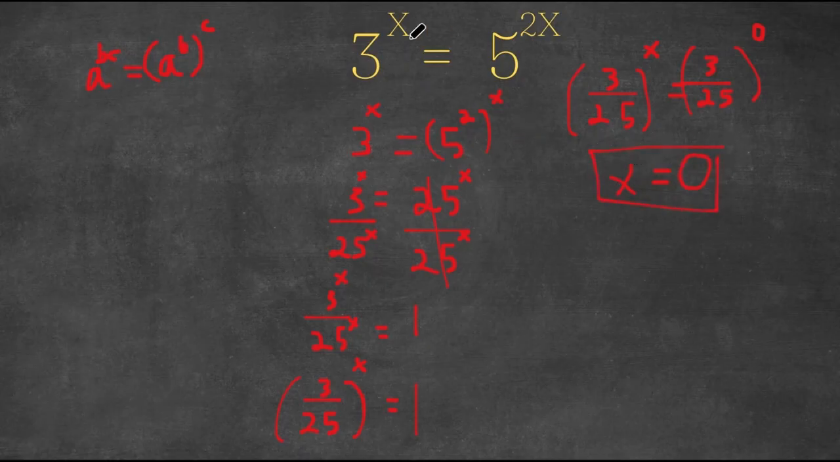Now, why don't we plug this in and check? We have 3 to the power of 0 equals 5 to the power of 2 times 0. 3 to the power of 0 is 1, and this equals 5 to the power of 2 times 0. 2 times 0 is 0, and 5 to the power of 0 is 1. So this is 1 equals 1. So this is right, meaning our answer is x equals 0.